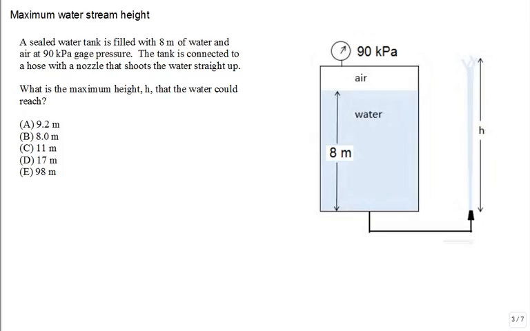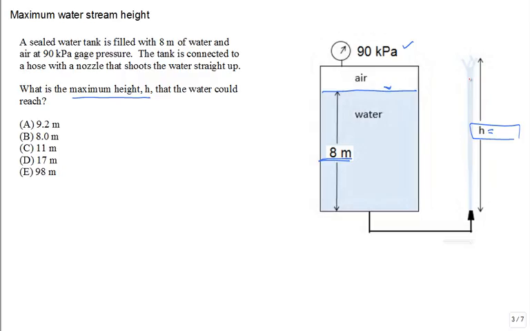This is a problem where we want to calculate the maximum height that a water stream can be issued to. So you have water sealed in a tank. The air is on top of the tank, at a gauge pressure of 90 kilopascal, and the water level in the tank is 8 meters. The question is, what is the maximum height, h, that the water could reach if it's extracted from the tank at the bottom in this hose and then goes over to a nozzle and shoots up?